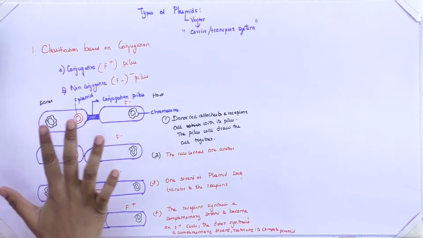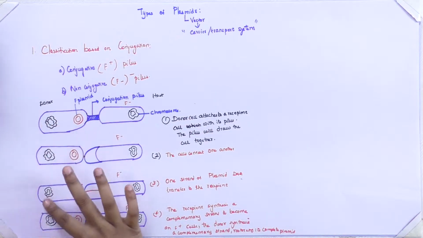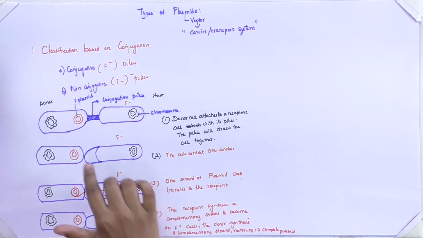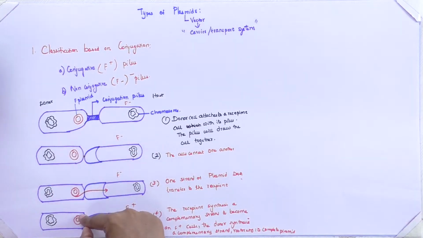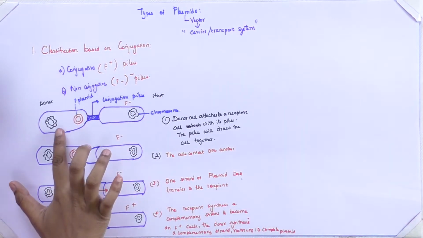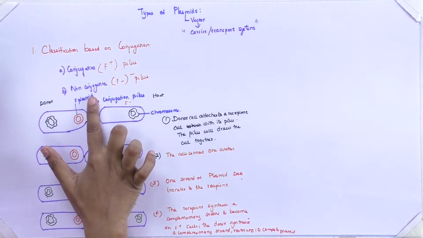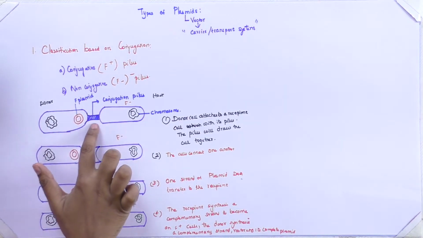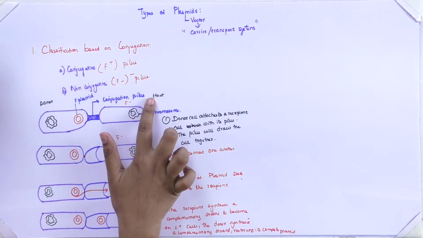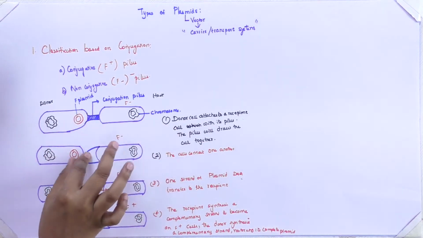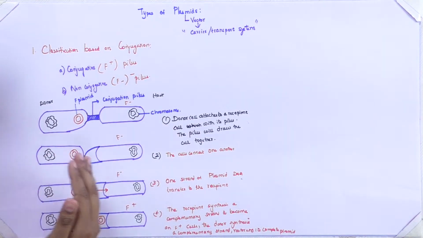So this is the donor cell, this is the host. You will already have chromosomal DNA, which you can see. This is the extrachromosomal material present. If extrachromosomal material is present within the cell, it is known as the F plasmid. It is capable of forming a pilus, known as the conjugation pilus. These conjugation pili will draw the cells together. So the cells will come in close contact with each other.